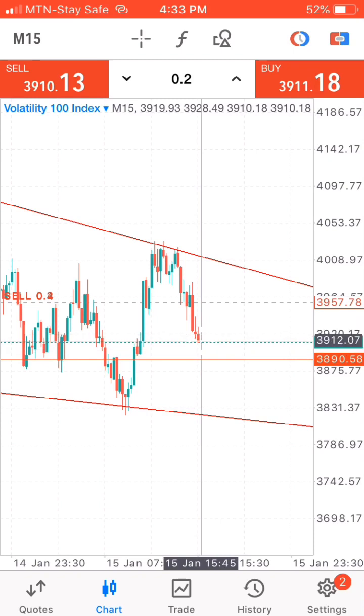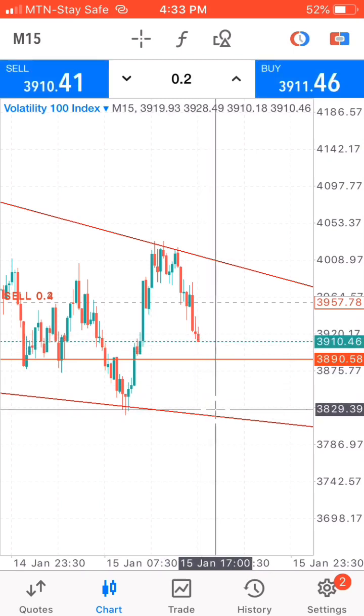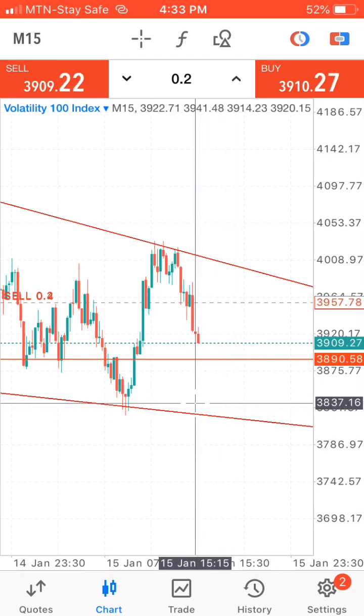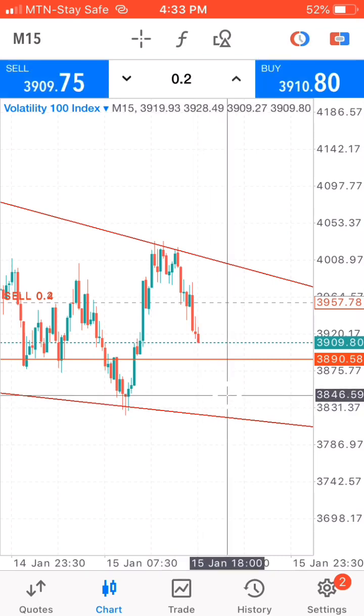But you won't be surprised if the market sells down to this region, because this is where the market rejects from on the trend line. I've seen it's dropping and it will keep dropping. So that was just that for the VIX 100.